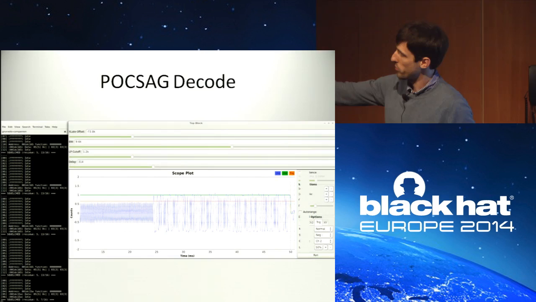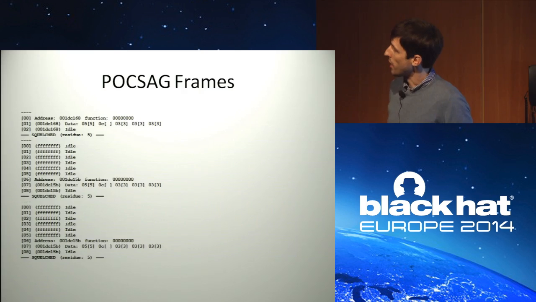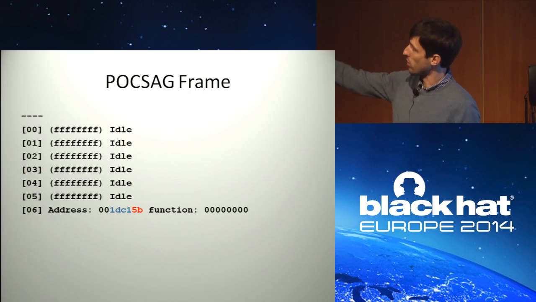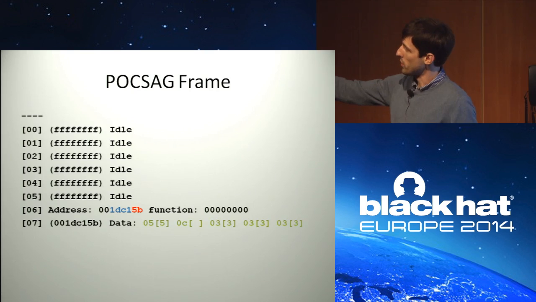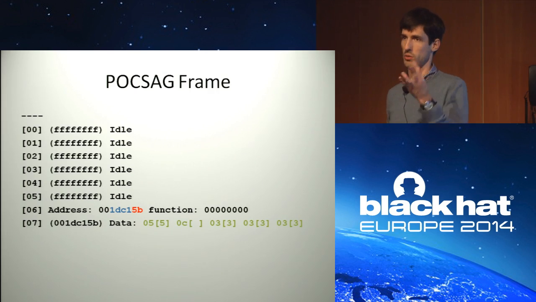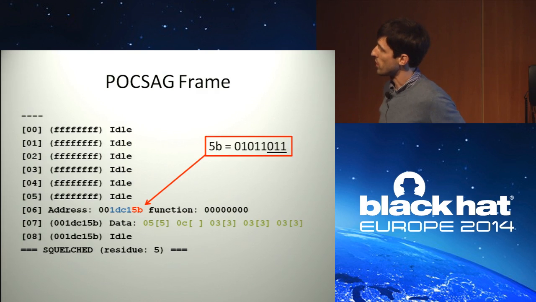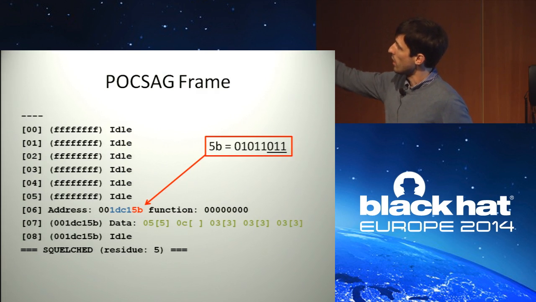So these are all the frames that come out as it's listening over the air at this other restaurant. And if we were to look at one particular packet, you've got a lot of idle frames, you've got the address, and you've got this data that encodes what the pager should actually do. In this case, it'll just light up and say that your food is ready. And the address is encoded in here.